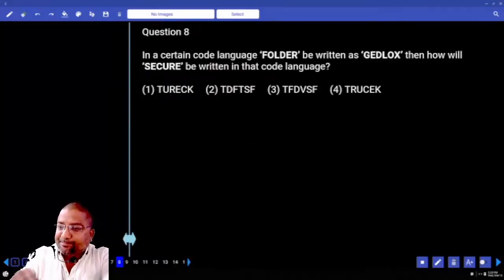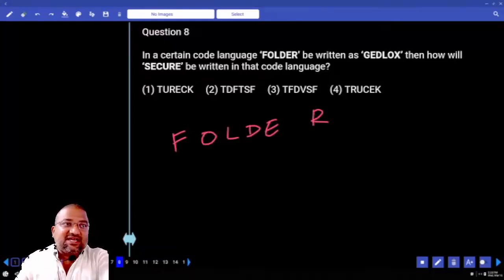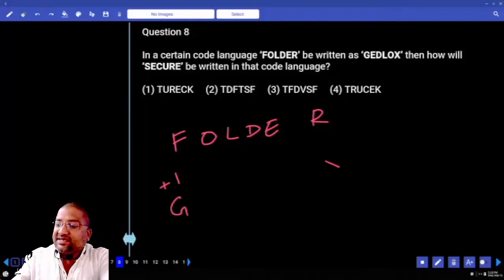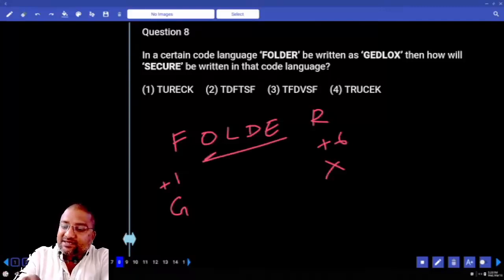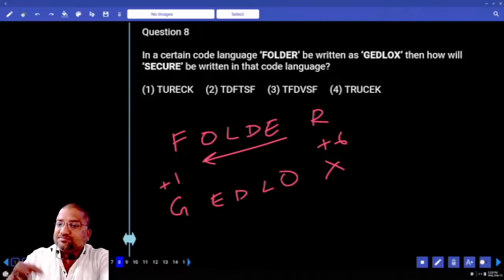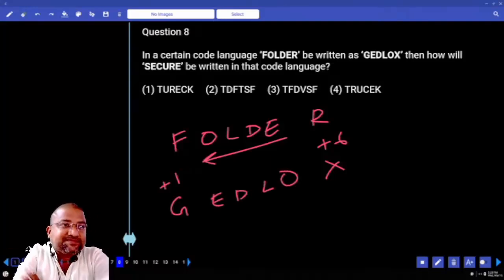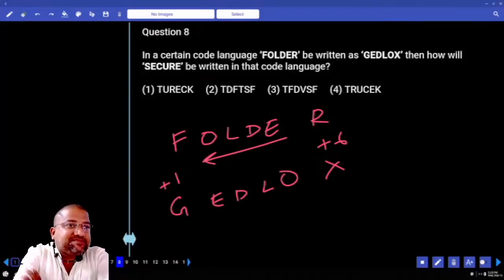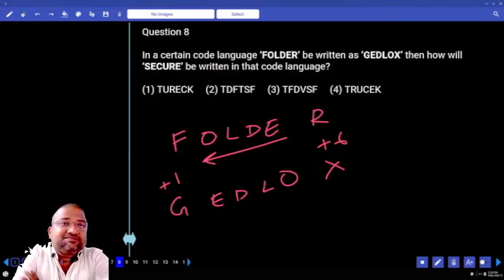Folder. The middle letters are the same. The first and the last letters are changing. F became G, plus 1. R became what? X. 18 and 24, plus 6. But look at these letters. If I reverse this, E, D, L, O, it is the same as there. Tell me. Shall I apply the same logic here?